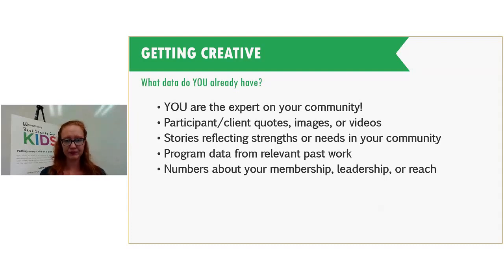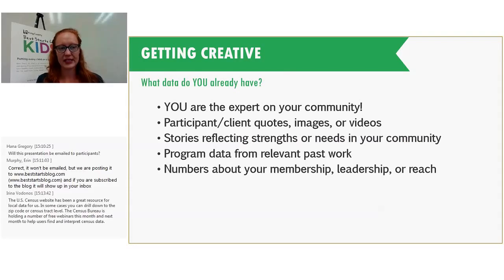So you might have participant or client quotes, like the examples that we looked at a little bit earlier. You might have stories reflecting on the needs and strengths in the community that you're serving or working within. You might have your own program data from relevant past work that shows how successfully you've been able to impact your participants or clients. Or you might have numbers about your membership, leadership, or reach. One thing you might see in the RFP is that we're looking to support organizations that reflect and are embedded within the communities that they serve. So if that's true, you might be able to have numbers about your own organization that shows that staff or leadership are reflective of the community.